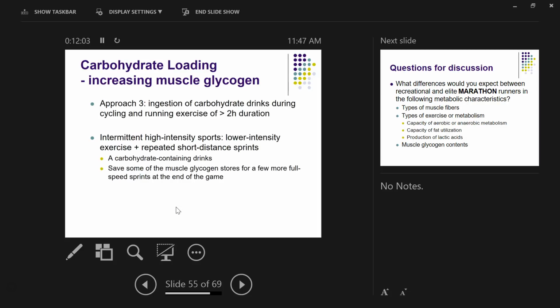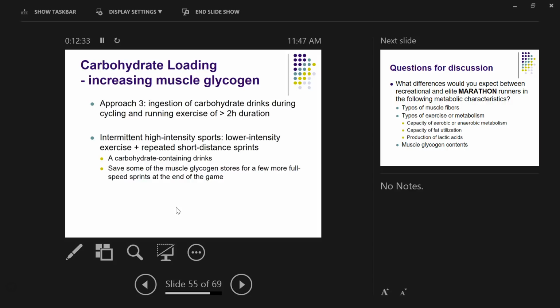And the third approach: you are also able to give the carbohydrate drink during the game, right? For example, cycling or running a marathon, you can give them an energy drink during the game, to provide the carbohydrate.